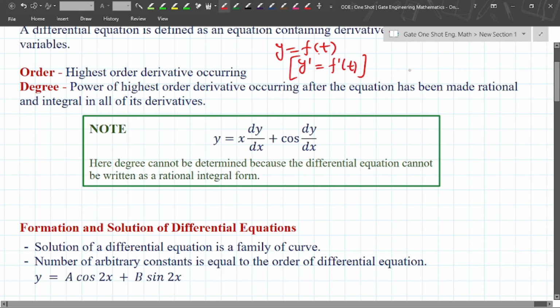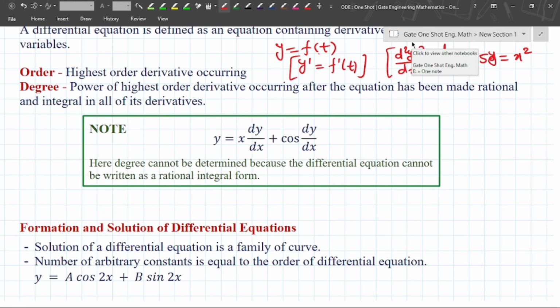Next, if I write the differential equation like this: d2y by dx square plus dy by dx plus 5y equals some x square. What is the order of this differential equation? It is second order, which means the highest order derivative present in that differential equation. So the order of this differential equation is second.